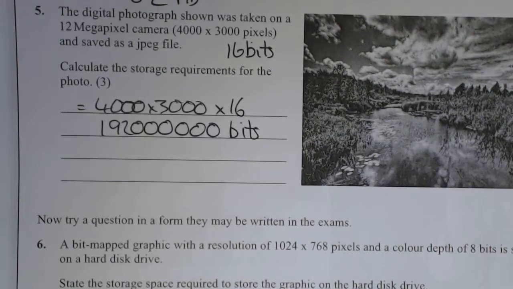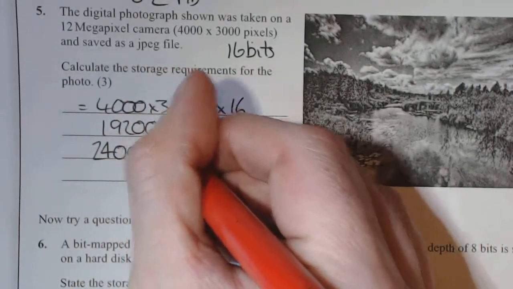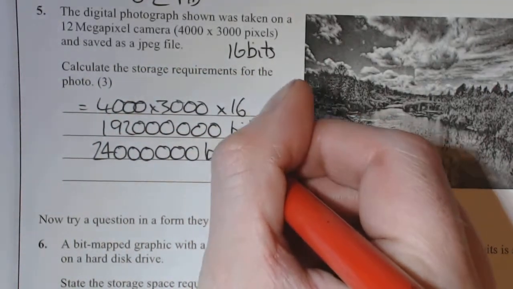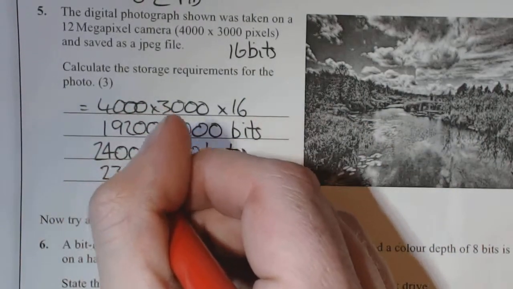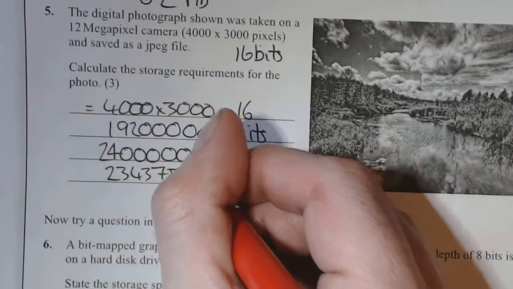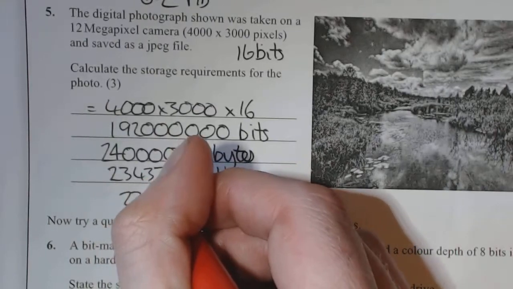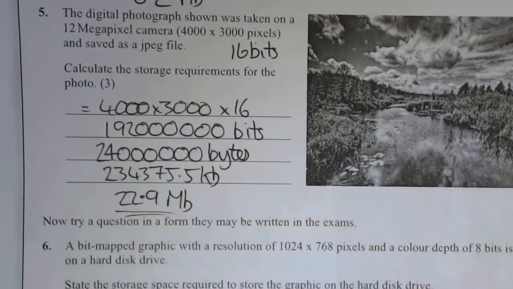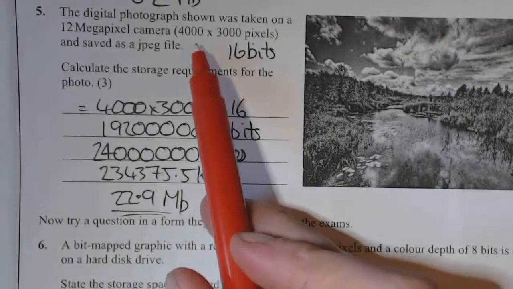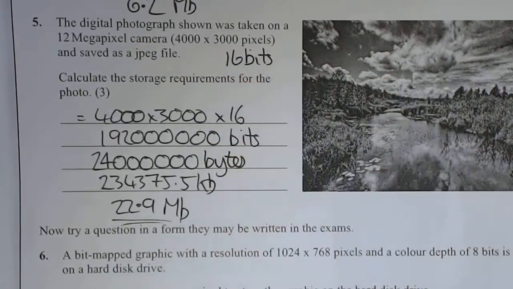So divide by 8. Divide by 1024. Kilobytes. Divide by 1024 again. And that's 22.9 megabytes. Okay, so these are the sizes of pictures if you think about the actual number of pixels and the colour depth.